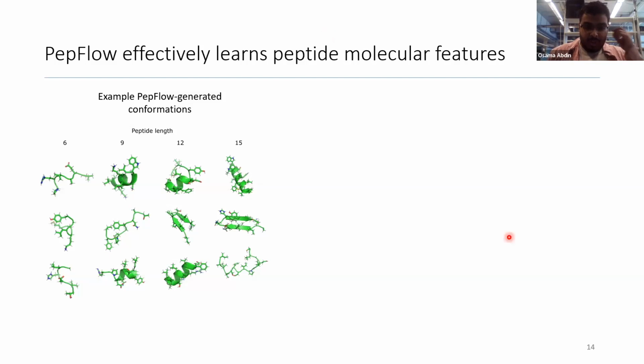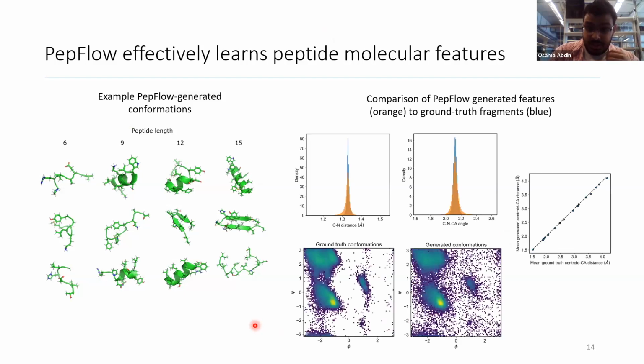Okay. So initially, after we trained this model, we wanted to evaluate whether or not PepFlow could at least generate realistic peptide conformations. So I just provided a set of peptide structures that PepFlow generates to show that, at least qualitatively, they resemble real peptides, and PepFlow can generate varying secondary structures, including helices and strands.